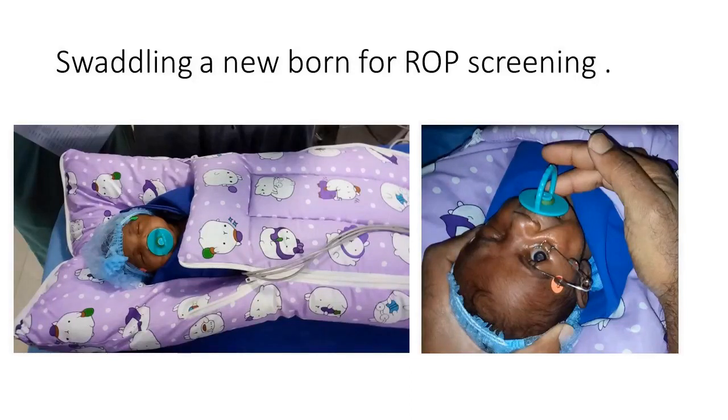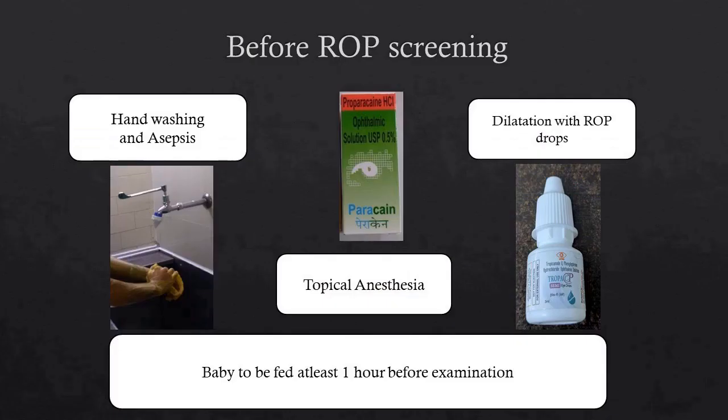Swaddling mimics the comfort of the womb and it can ease the restlessness of a child. It is essential to know the correct methods of swaddling. Hand washing and asepsis is necessary before ROP screening. Topical anesthesia is with the use of 0.5% proparacaine drops, and dilatation is using specially prepared ROP drops.